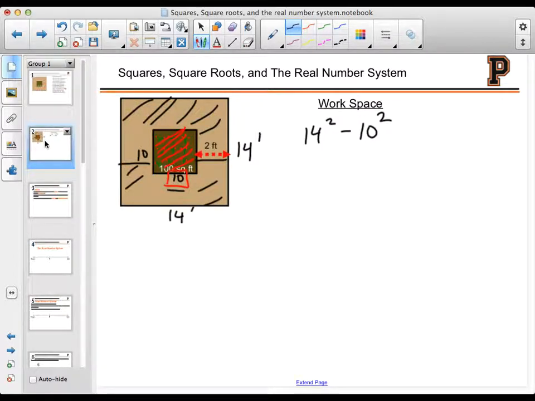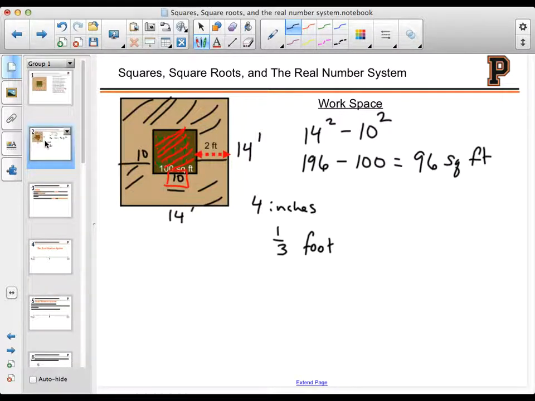Now, 14 to the second power is 196, and 10 to the second power is our 100. That's our 100 square feet. When we do this subtraction, we get 96. So we need 96 square feet of gravel. And if you remember back to the beginning question, we wanted that gravel to be 4 inches deep. Well, if I'm asking for cubic feet, 4 inches is approximately 1/3 of a foot.